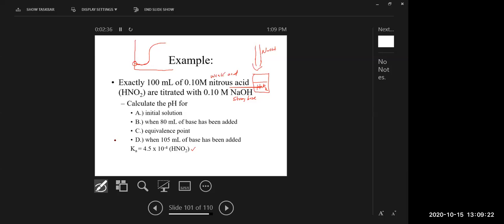All right, so part A would be here before we start the titration. So we're starting with really just our weak acid that's in there. As we talked about before, hopefully understanding the type of titration that we're dealing with, here we have just a weak acid, so we want to approach it as just a weak acid problem to begin with. So part A here would be just a weak acid.